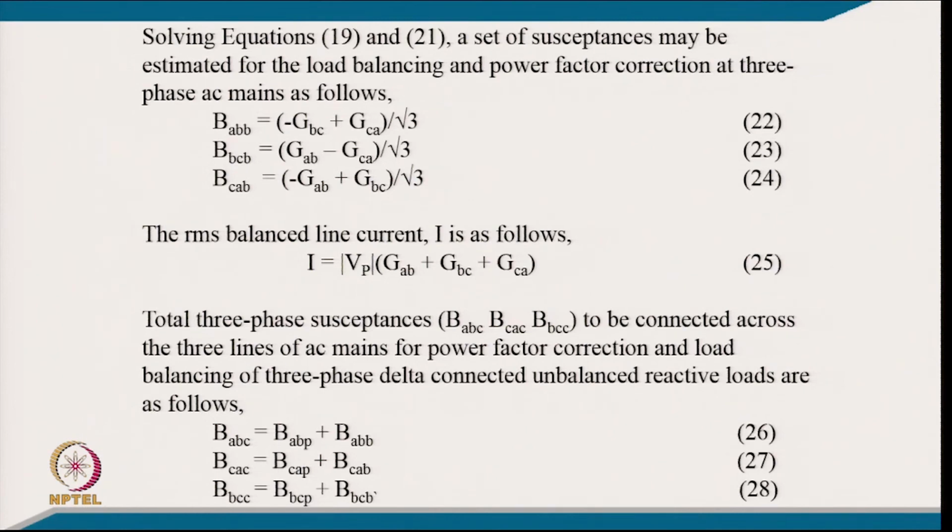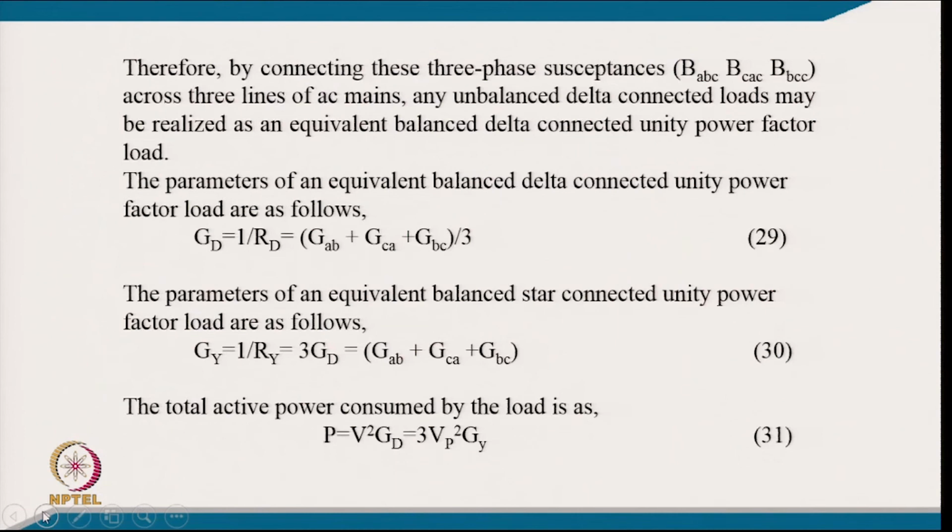So, the total 3 phase susceptances are to be connected across the 3 lines of AC mains for power factor correction and load balancing of a 3 phase delta connected unbalanced reactive load, and now you can find out the total conductances of the compensator, which is for power factor correction of the individual and balancing, similarly for CA, similarly for BC. These are for power factor correction, this is for load balancing. So, this is the compensator that you are connecting, typically in parallel across all 3 lines.